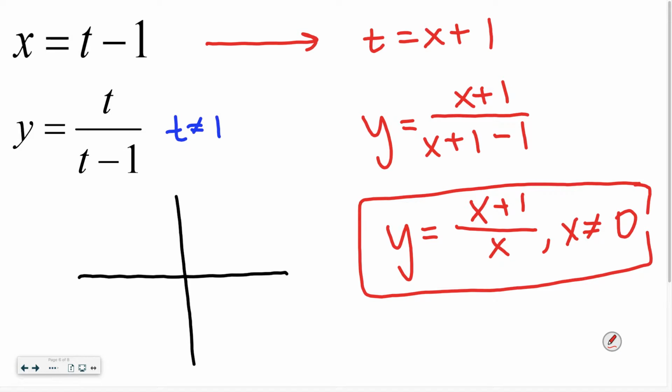Let's just review how to graph a rational equation. Our denominator is 0 at x equals 0. Therefore, we have a vertical asymptote. Remember that?